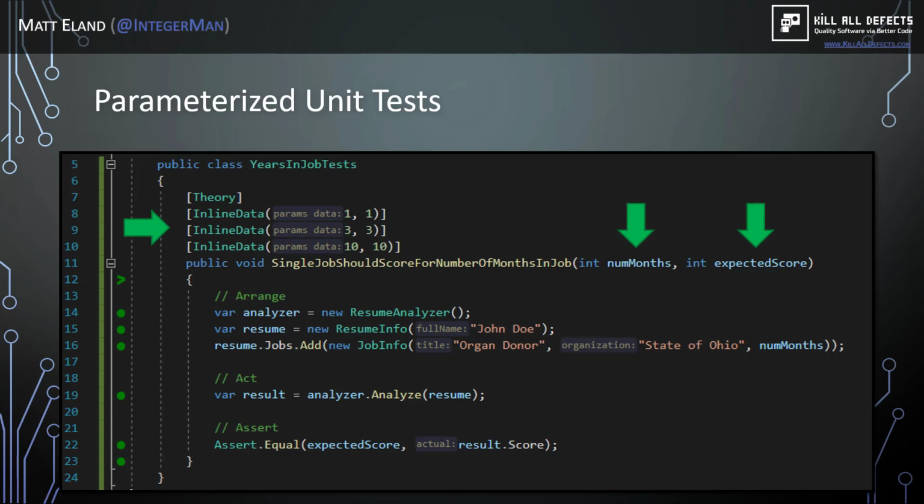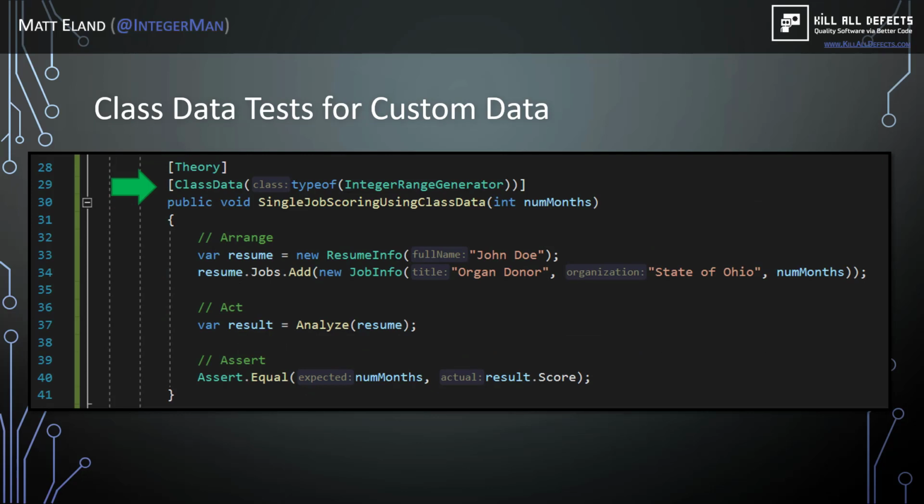And so you can pretty easily duplicate the inline data attributes to add a new test case. If you have a lot of these things, or you might have a wide range of values, you can use a class data attribute here. So this class data says, like, hey, I want you to use an integer range generator class. Syntax there's a little bit weird, but we'll look at that in a second. It's still taking in a number of months, and it's still asserting in line 40 that the number of months should be the total score for the job. So it's really a very similar type of thing, only we're using an integer range generator.